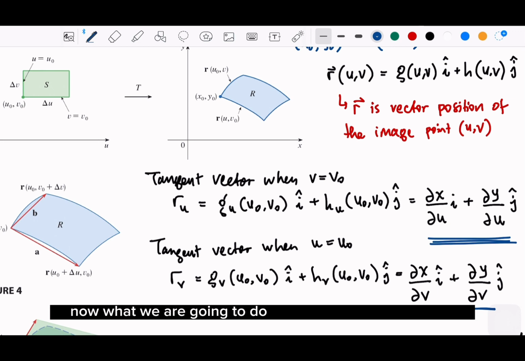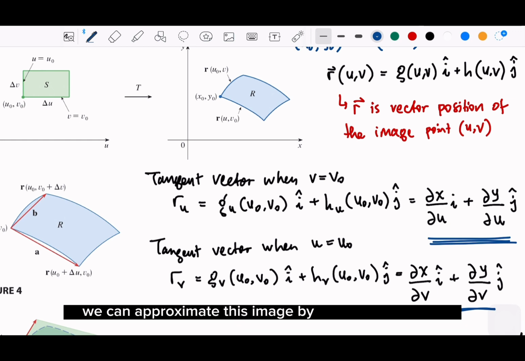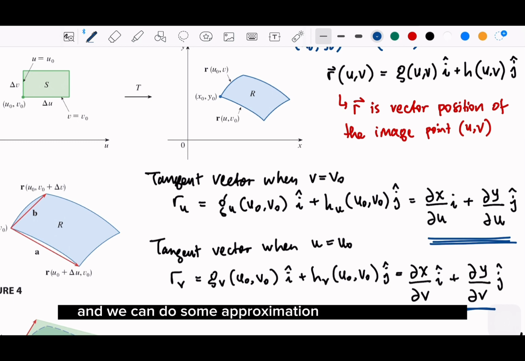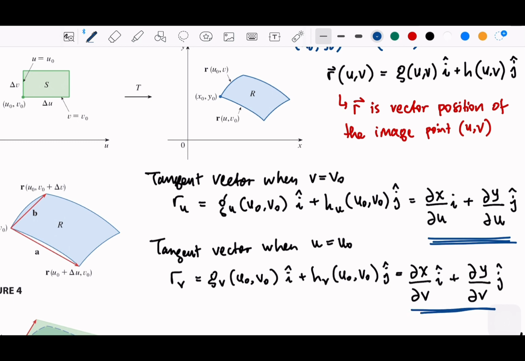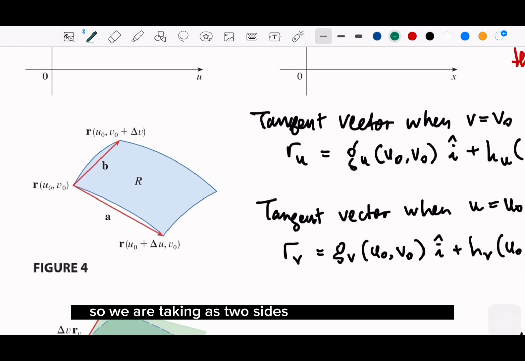Now what we are going to do from this tangent vector is we can approximate this image. We can approximate this image by taking two vectors, by taking the area of a parallelogram, if you remember. We can take the area of a parallelogram and do some approximation using our calculus. So we are taking as two sides A and B.